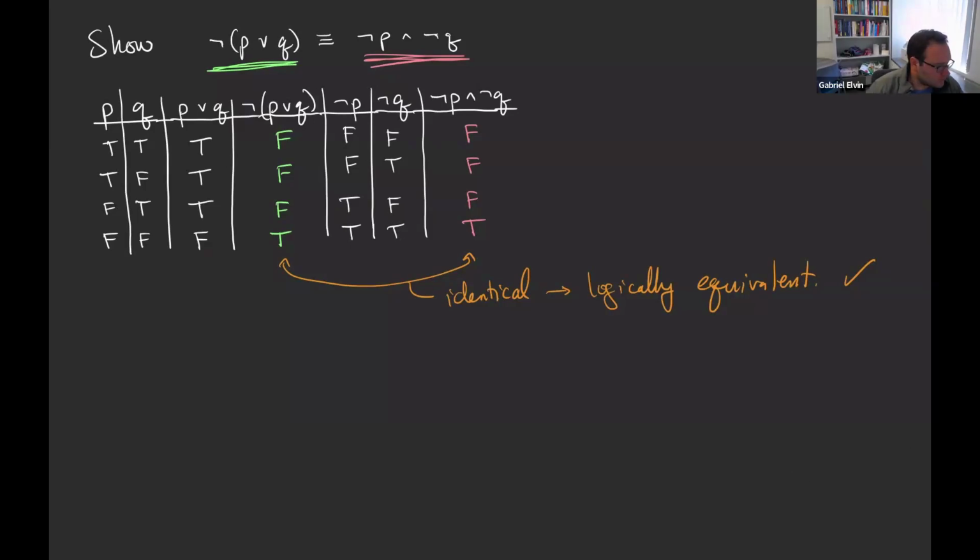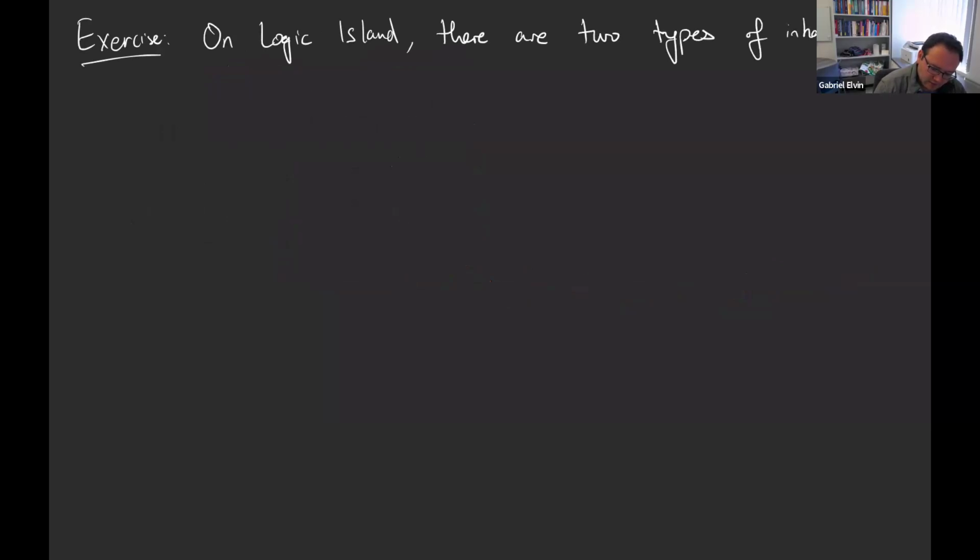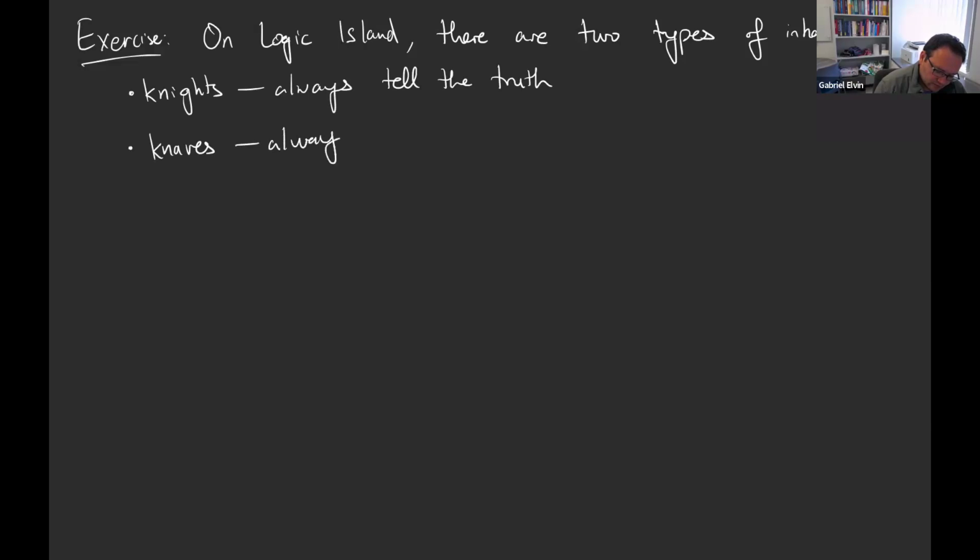Okay, sorry about that. So let's do an example with those knights and knaves. On Logic Island, there are two types of inhabitants. Knights, they always tell the truth. And knaves, they always lie. So your job is to figure out who is who.